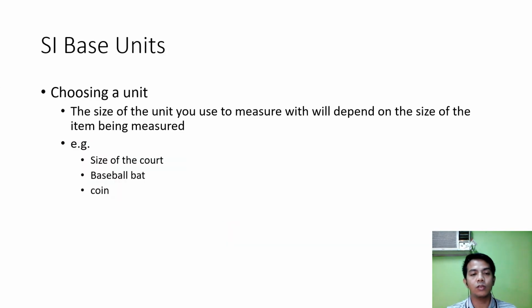So now we know how to use the ladder method. Now let's move on to choosing a unit. So the size of the unit you use to measure with will depend on the size of the item being measured. So for example, if you need to get the area of the court, you need to use the kilometer or the meter. So how about the baseball bat? So when we use the baseball bat, we need to use meter or inches.